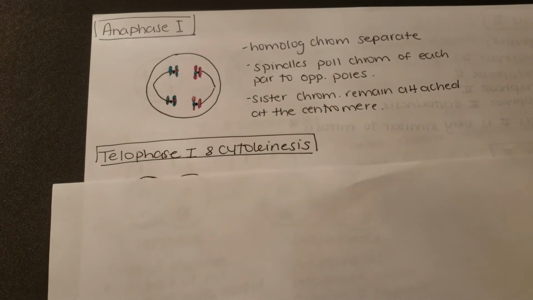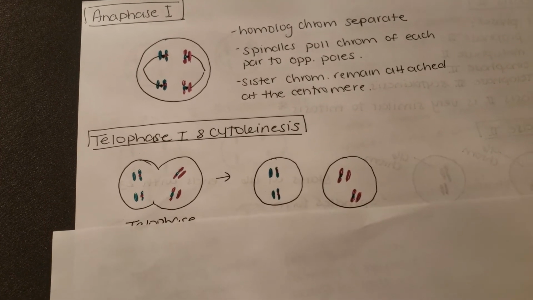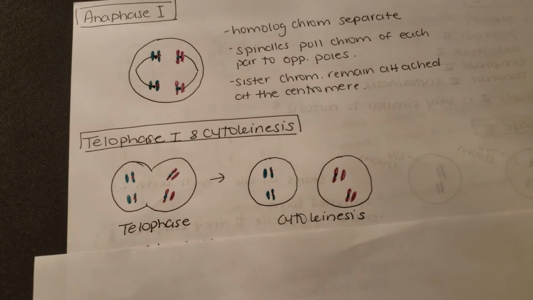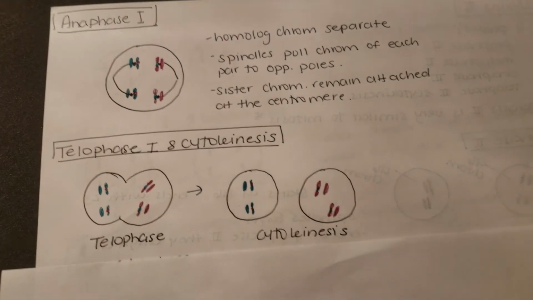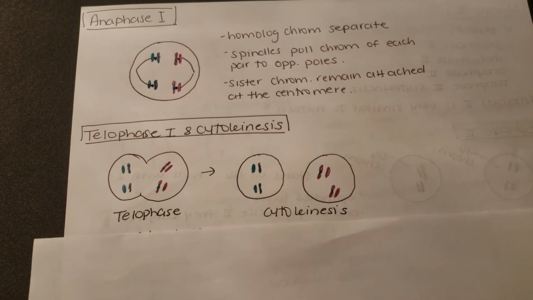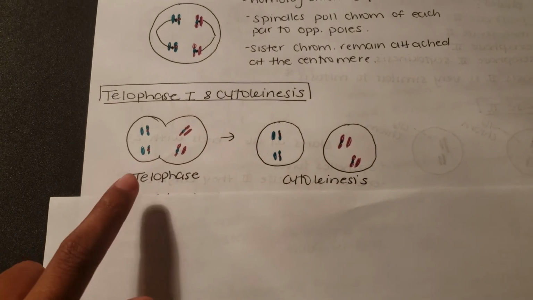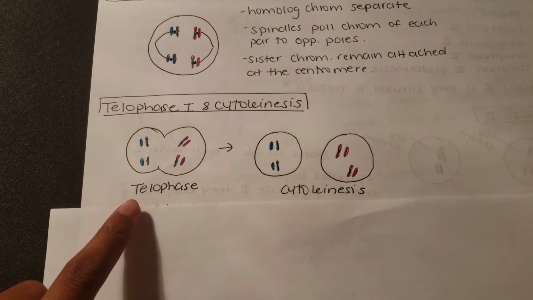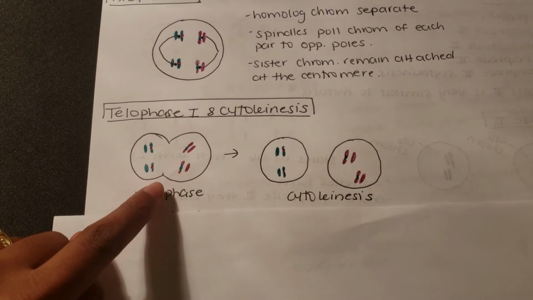So let's talk about what happens in telophase 1 and cytokinesis. These kind of happen pretty much at the same time. Well, not the same time, but they're happening simultaneously. So it's not like it's telophase and then a pause, then cytokinesis. They're kind of just happening together. So what happens in telophase 1, just like we talked about in telophase in mitosis, is these two cells are going to pinch off from each other.